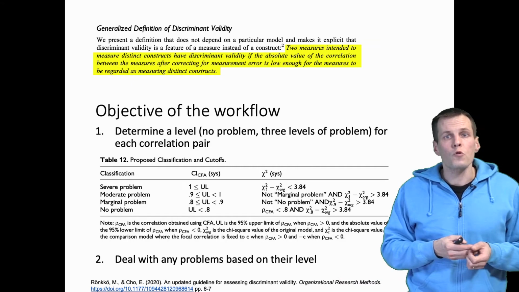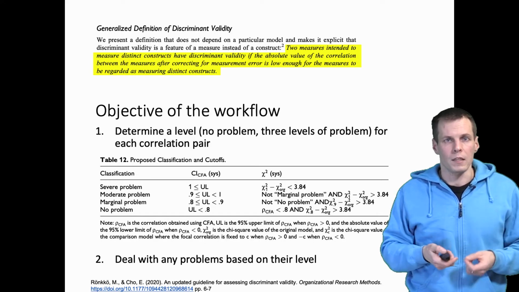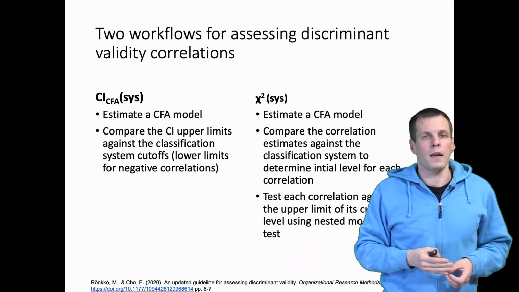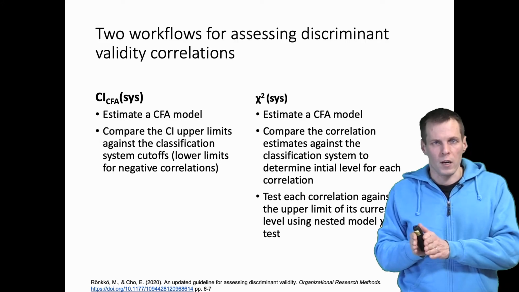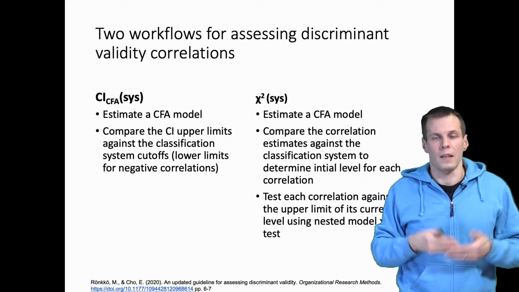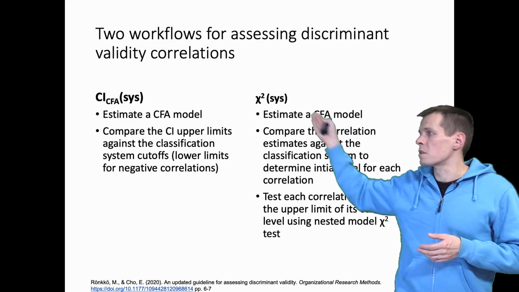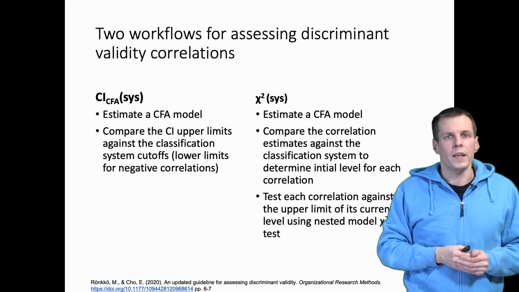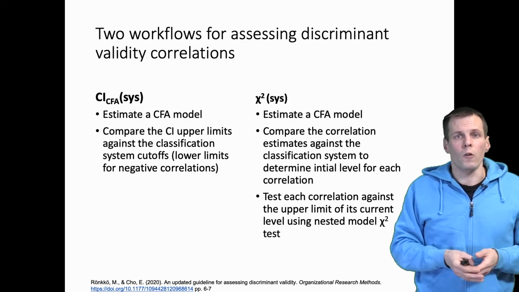We also propose two different statistical approaches for implementing this workflow. These are CI-CFA(sys), and CI stands for confidence interval, CFA stands for confirmatory factor analysis, and sys just refers to system because this is a more systematic approach than simply running an analysis and reporting the results. Then chi-square(sys) refers to the same technique, but instead of looking at confidence intervals, we determine levels based on nested model tests. Which one of these is better?